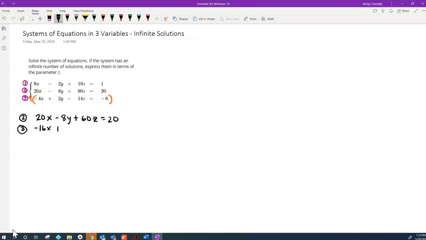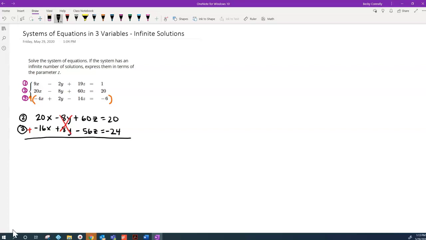If I multiply that whole thing by 4, then I end up with -16x plus 8y. Then 4 times -14 is going to give us a -56z, and then 4 times -6, make sure you always remember to multiply by that last one too. Sometimes people forget to do that. That will be -24. Now I am going to add these together, and when I do that, I see that my y's eliminate, which is what I was trying to have happen.